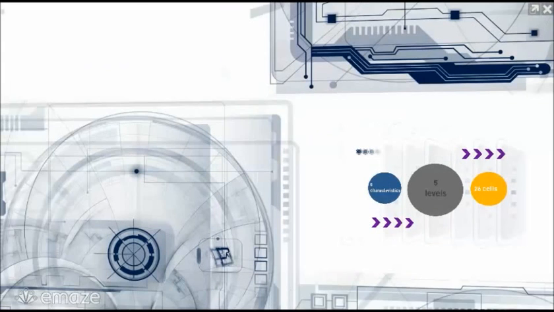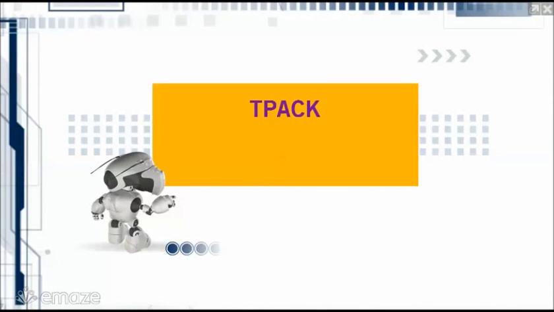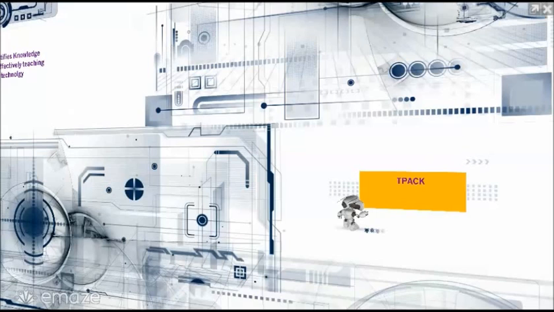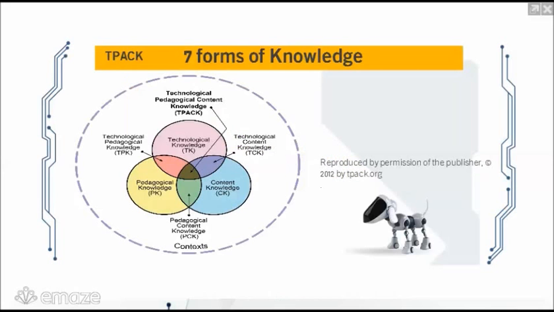And the last model that I want to talk to you about is the TPACK model. Technological Pedagogical Content Knowledge. That's what that stands for. That's a mouthful. This model helps identify the knowledge that teachers need to know to teach effectively with technology. And while this model identifies 7 forms of knowledge, it all stems from 3 basic forms of knowledge: content knowledge, pedagogy knowledge, and technology knowledge.